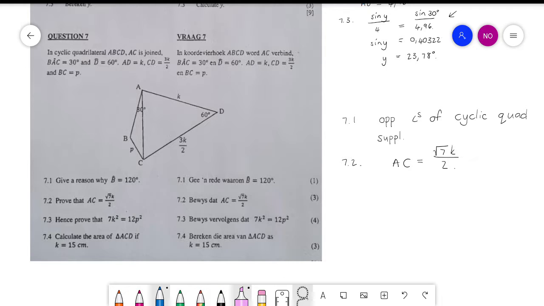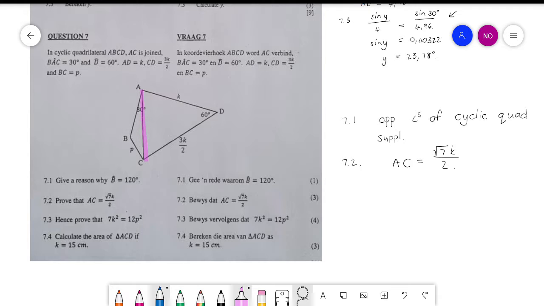Do you see that AC is in two different triangles? Die een driehoek het 'n 30 grade en 'n onbekende P in. Okay? The other triangle has a 60 degrees, a K, and a 3K over 2. Now look at what you have to get to. You have to get to something in terms of K.